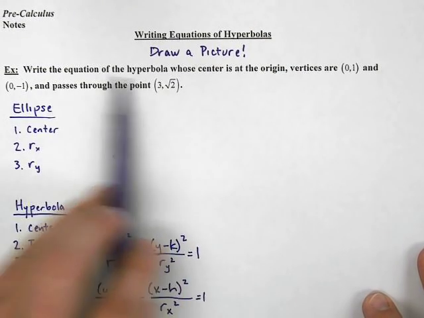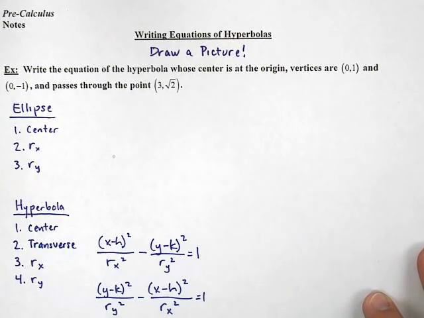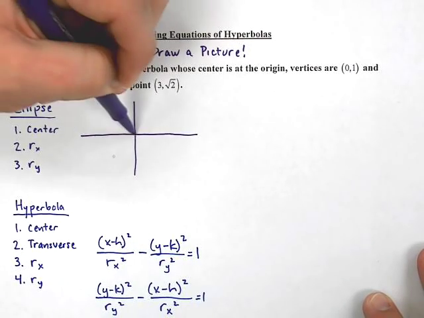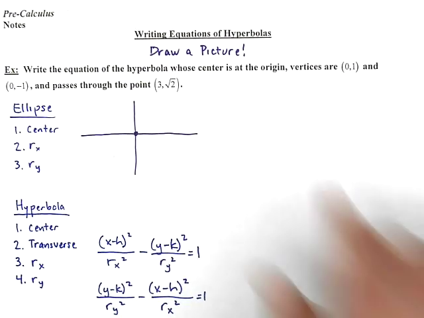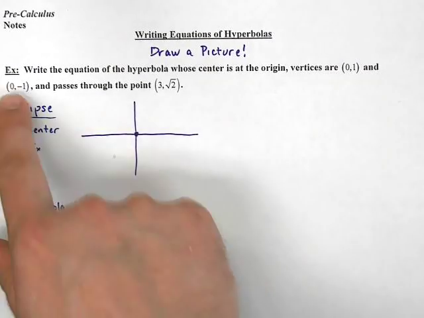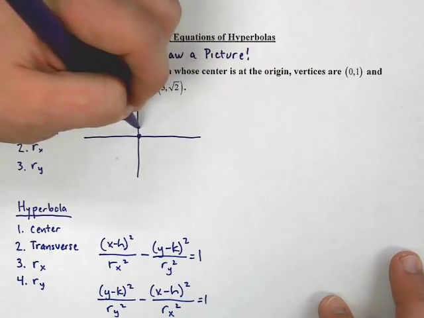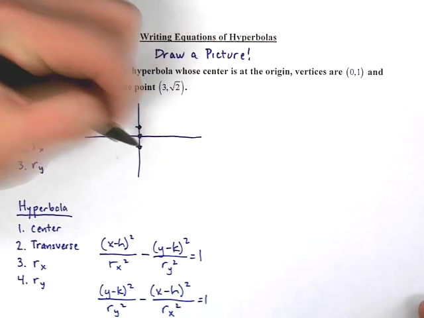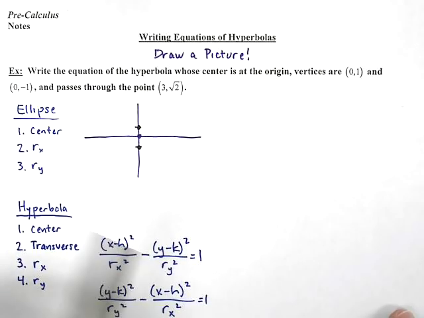Let's see what's going on here. We want to write the equation of a hyperbola. Center is at the origin. All right, that's nice. We also know the vertices are (0, 1) and (0, negative 1). So I know that up and down 1 are my vertices. So I could do something like this, and then what's going on?